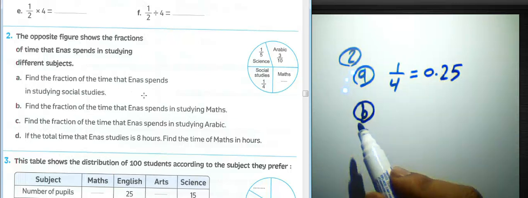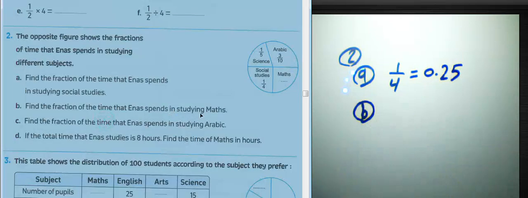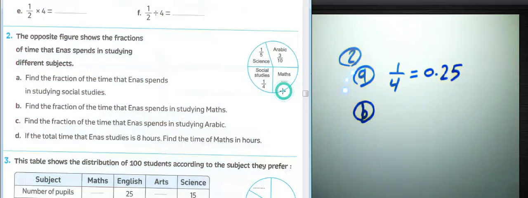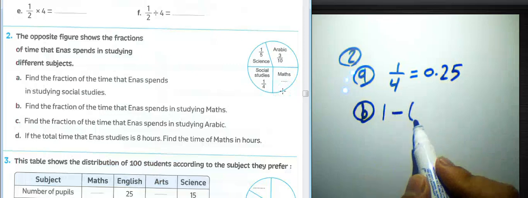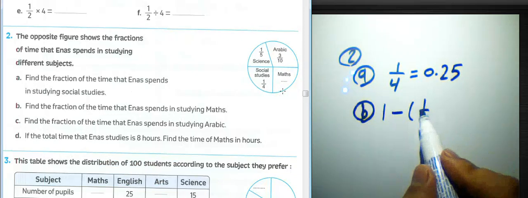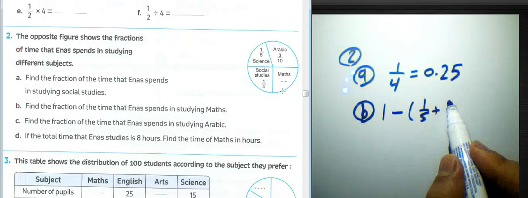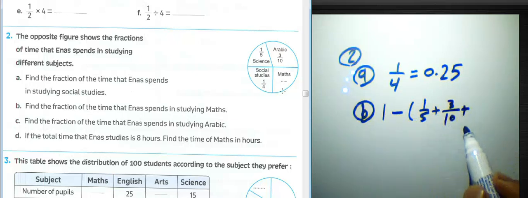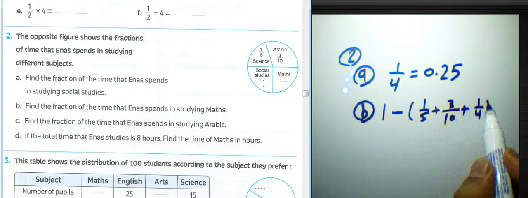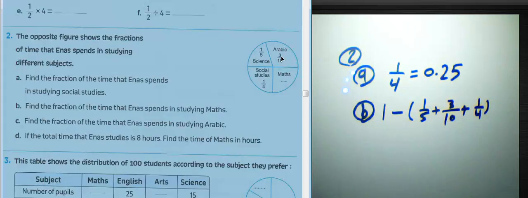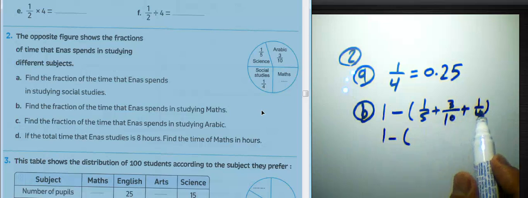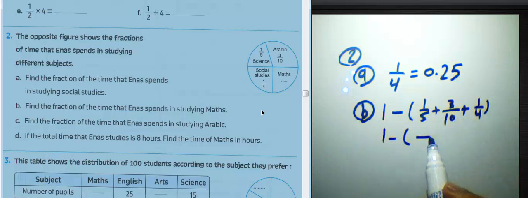Letter B. Find the fraction of time that Ines spends studying math. We want to find the time studying math by subtracting from 1. Write 1 over 5 plus 3 over 10 plus 1 over 4. We must add all the parts here, 3 over 10 and 1 over 5 and 1 over 4, and subtract the result from 1. Write 1 here, subtract 1 over 5 and 3 over 10 and 1 over 4. We can write the least common multiple between them.